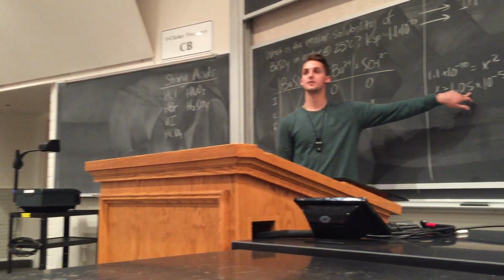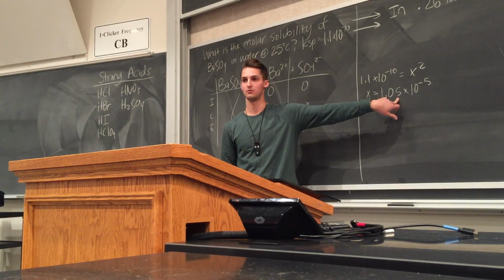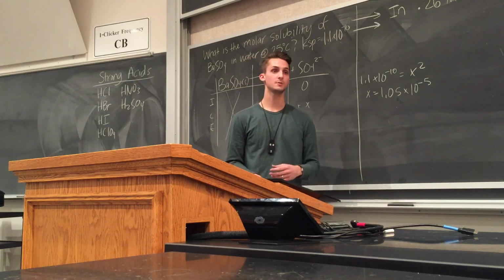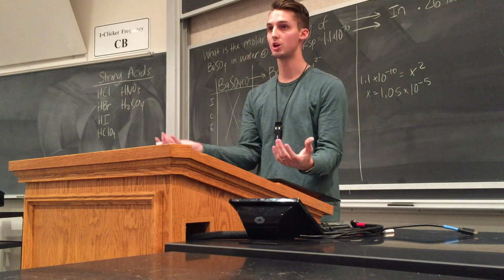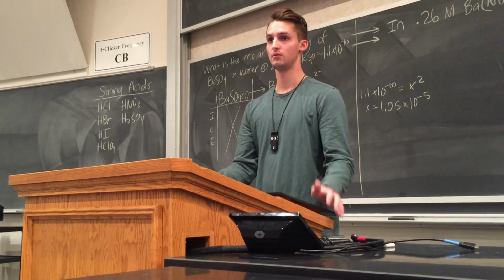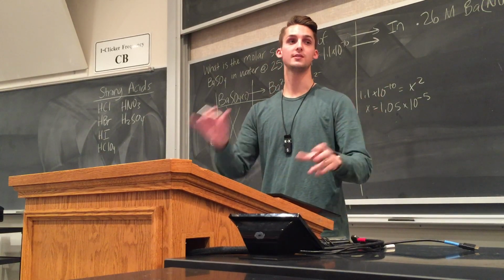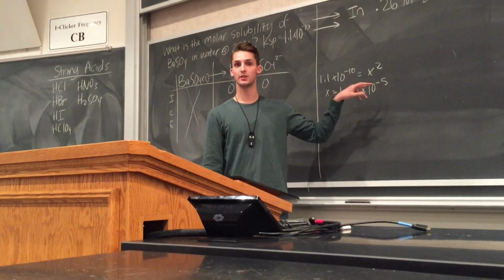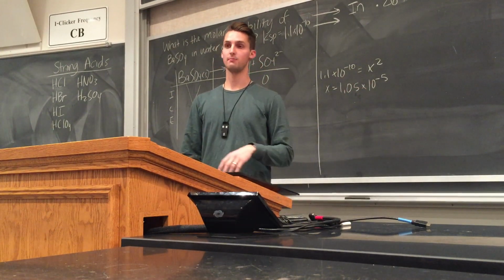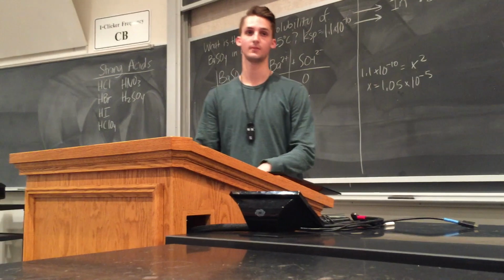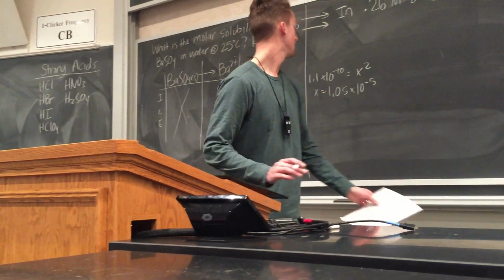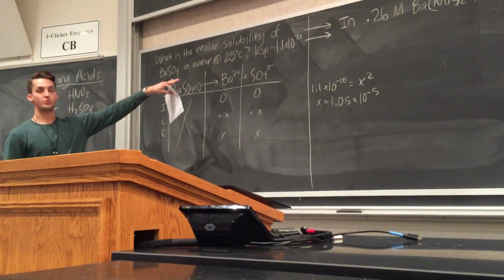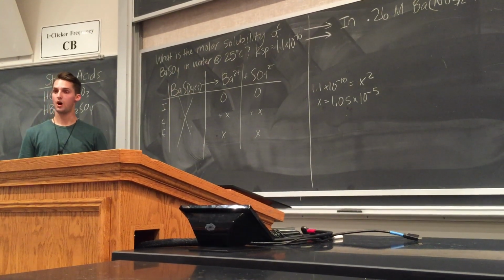What this x is, is the molar solubility. It's the molar solubility of barium sulfate. So what's the difference between molar solubility and solubility? Exactly. Solubility is in grams per liter. So if I wanted to convert this into grams per liter, I would have to multiply by the molar mass. So there it is. Simple enough. Molar solubility at 25 degrees Celsius in water.